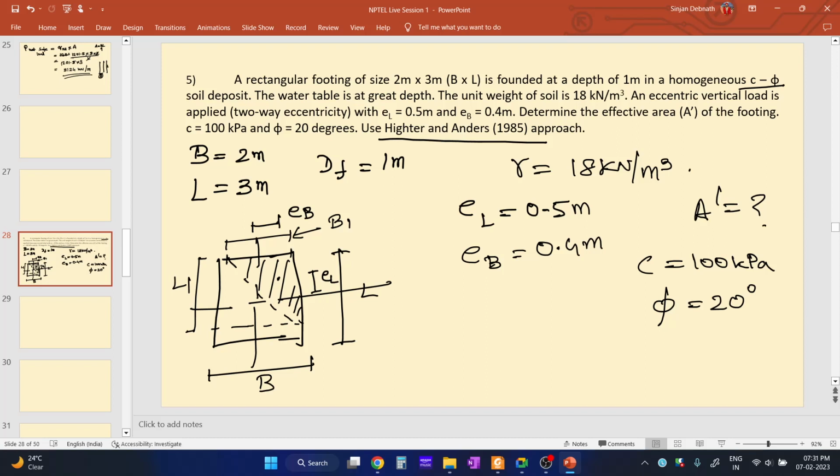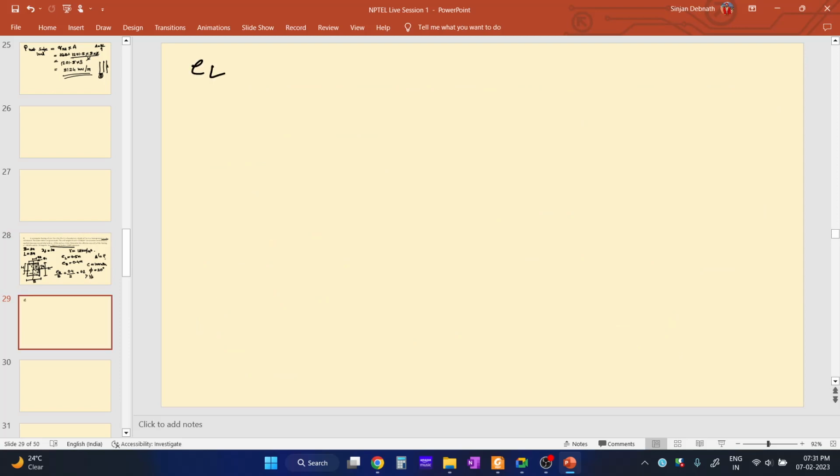So what is EB by B? We need to first find out EB by B. EB is 0.4 and the breadth of the footing is 2 meter, so EB by B is 0.2, which is greater than 1 by 6. We also need to find out EL by L. What is EL by L? 0.5 by 3. It comes out to be 0.167, so this is equal to 1 by 6.